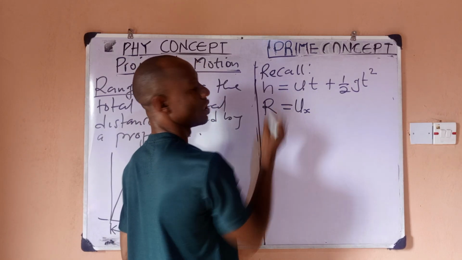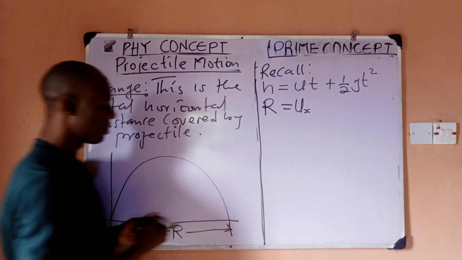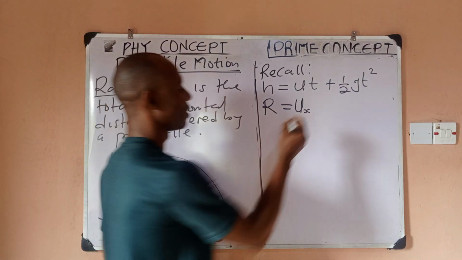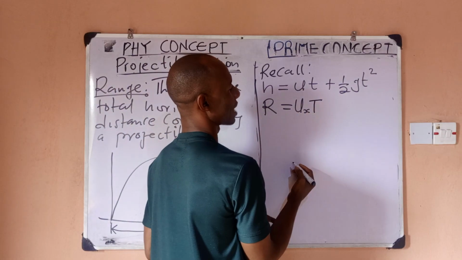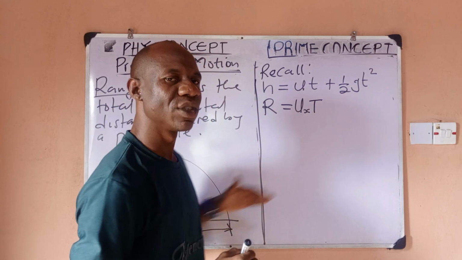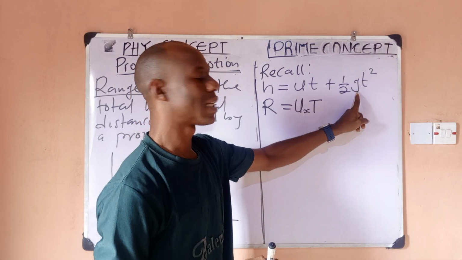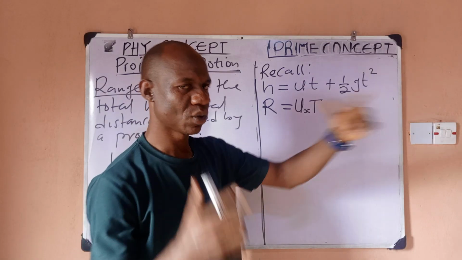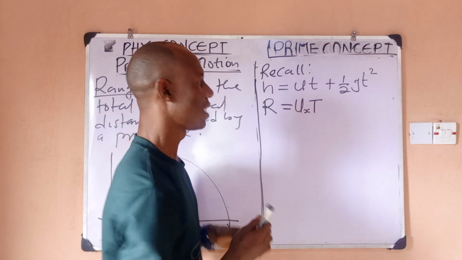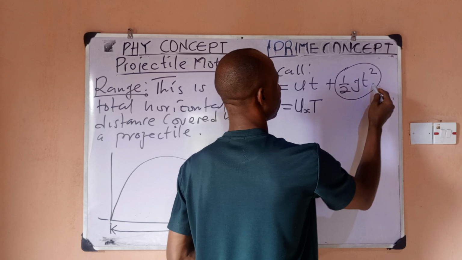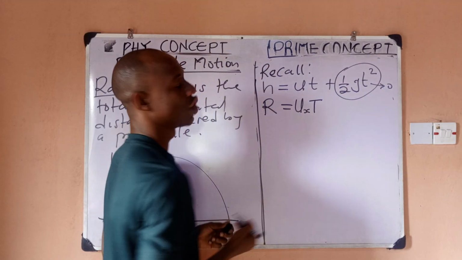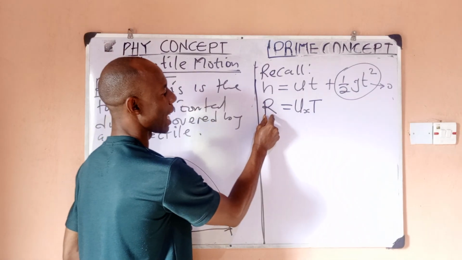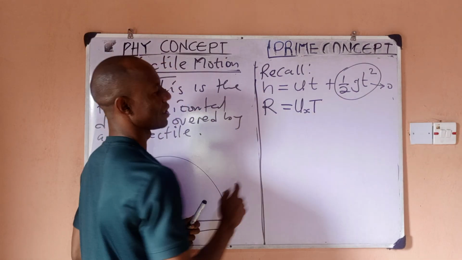Then this time, remember, your range is from this point to this point. It means the time should be the total time, which I will replace with capital T. Now we know that for horizontal components, we don't have the acceleration because the acceleration is 0. For horizontal components, we talk about constant velocity, acceleration is 0. So meaning that this part would tend to what? 0 because of g. So for horizontal, g is 0. So it means I will just have R equals Ux times T. So this is a very important formula for range, but we're not going to stop here.